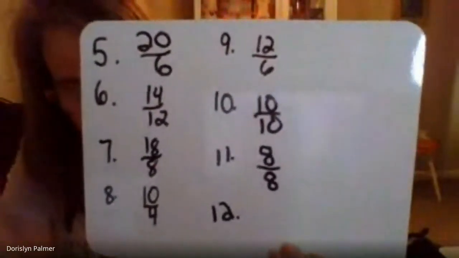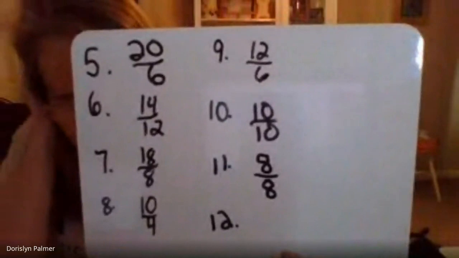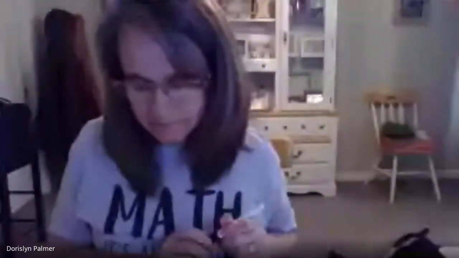Number 12. This is a little bit different. We have to figure out what number they're multiplying by. So for number 12, what would have to go in that blue box so that I would get 12? Like what number times 2 gives me 12? Brooklyn, what should go in the blue box? What number are we missing? Number 12. Okay.